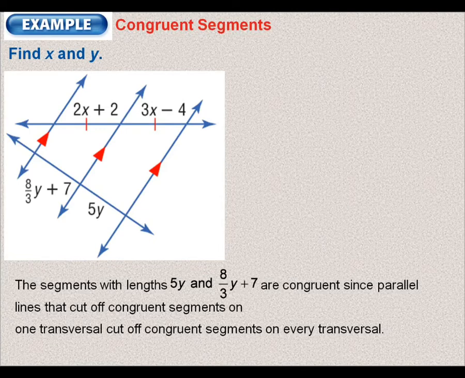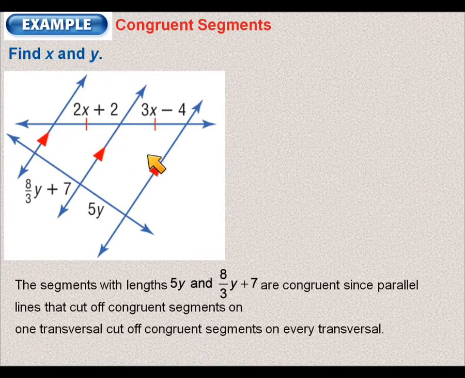This one is looking at corollary 7.2. It says if you have 3 or more parallel lines and they cut off congruent segments on one transversal, then they cut off congruent segments of the other transversal. Does that make sense? This is corollary 7.2. So in this figure, I just want to know what are X and Y.